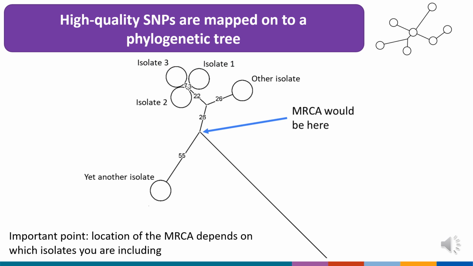The location of the MRCA depends on which isolates are included in the comparison. If we add 2 more isolates to this comparison, the MRCA for these 5 isolates would now move to the point indicated on the tree. You can think of it like you would a family. For example, if we were considering just me and my brothers, our most recent common ancestors would be our parents. But if we were considering me and my brothers and my cousins, then the most recent common ancestors for that group would be our grandparents.